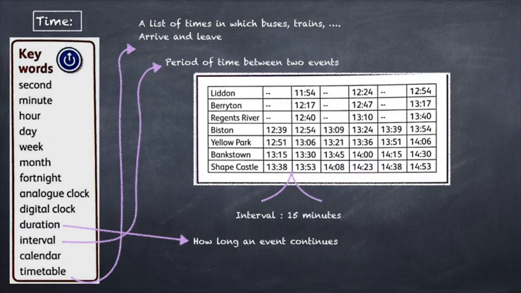In order to break it down more, let's make an example from our timetable. Let's say that you want to travel from Lydon to Biston City. If you get on the train at 11:54, you're going to reach your destination by 12:54. Therefore, the duration of your trip is going to be exactly 1 hour.